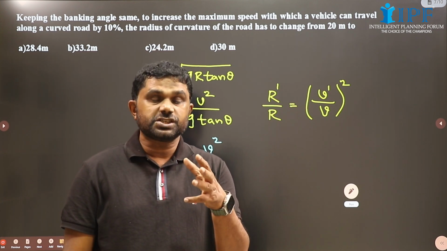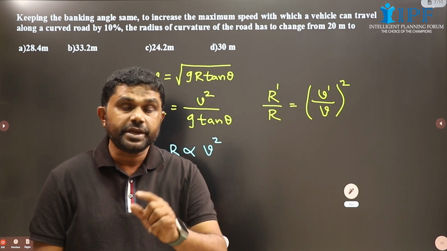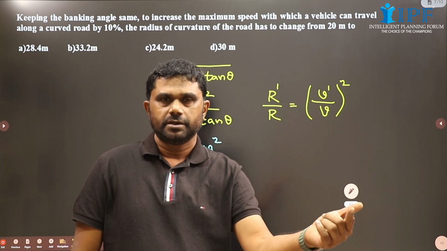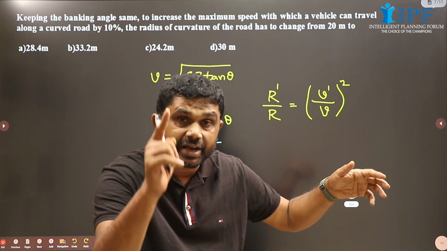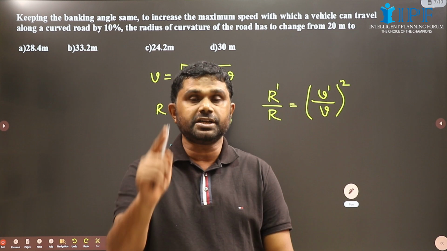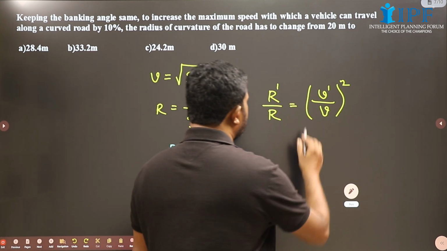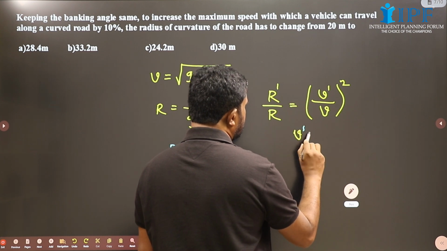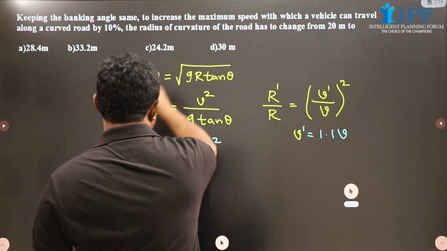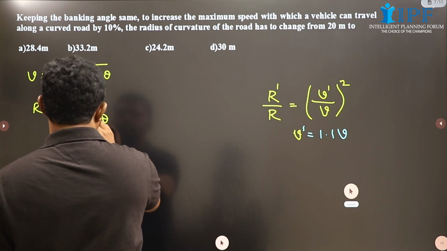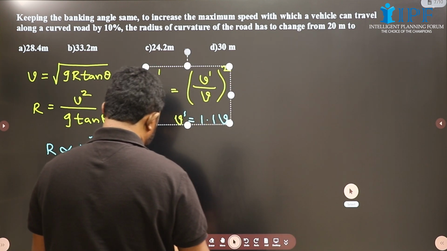Originally the speed was 100% and it is 1v. Now the speed is to be increased by 10%. Means the speed originally 100%, it is to be increased by 10%, means it becomes 110%. 100% is 1v. 110% will be 1.1v. So v dash equal to 1.1v. Right. Now if v dash equal to 1.1v, r dash divided by r equals v dash divided by v.